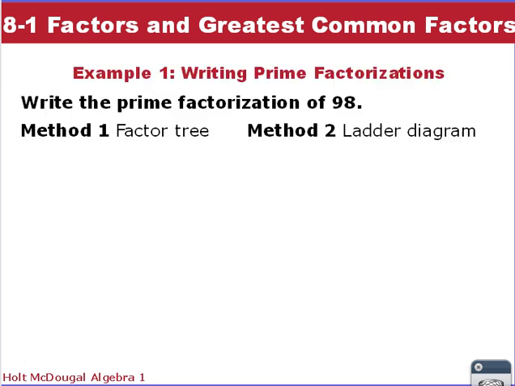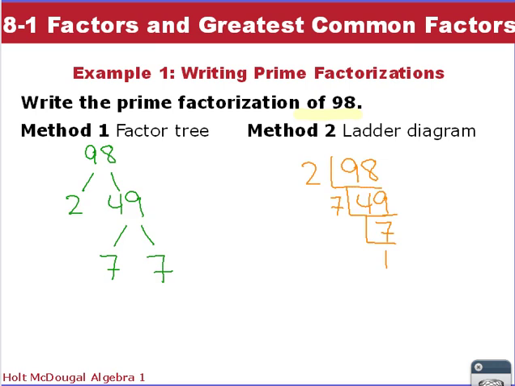So let's look at some examples. In this case, we want to write the prime factorization of 98. We're going to show you two different ways, and whichever way works better for you, go with that. The first method is a factor tree, so let's work through that one. So we start with the number we're trying to get the prime factors for. So we start with 98.